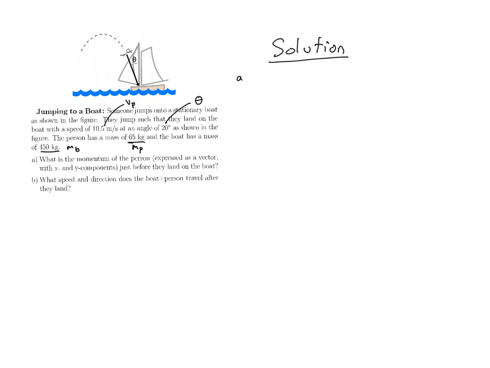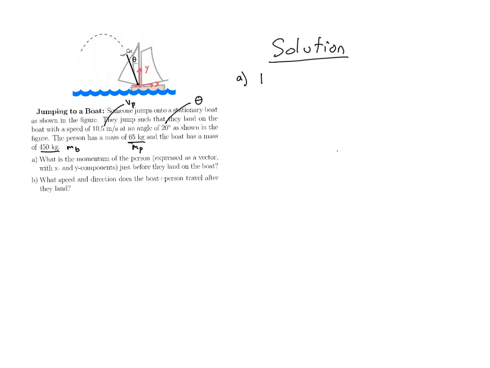So for question A, I need to figure out what the momentum of the person is, which is expressed as a vector with x and y components just before they land. So I need to know what my x and y components are going to be. Simplest one I can think of is just stick an xy coordinate system right here. And that's good because the boat is only going to be moving in the x direction. Okay, the person is going to have both x and y components, but the boat is going to have only x components, so that's why I think that is a good option.